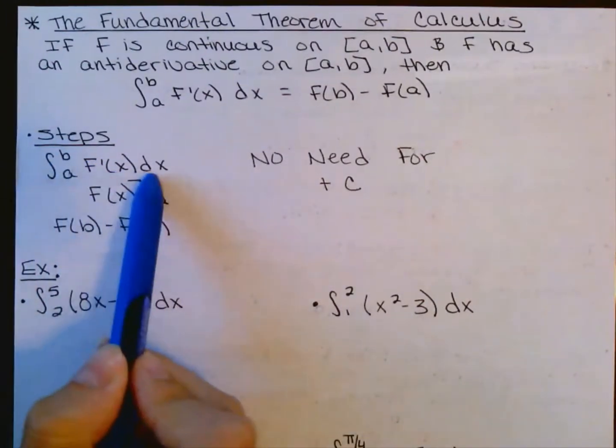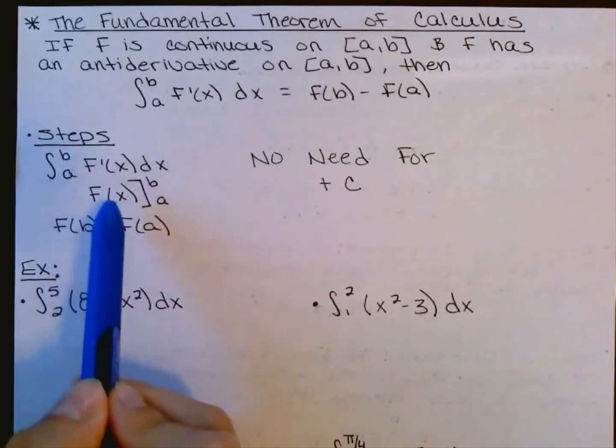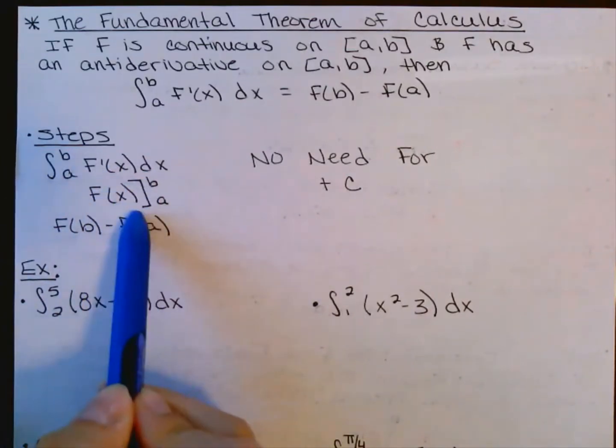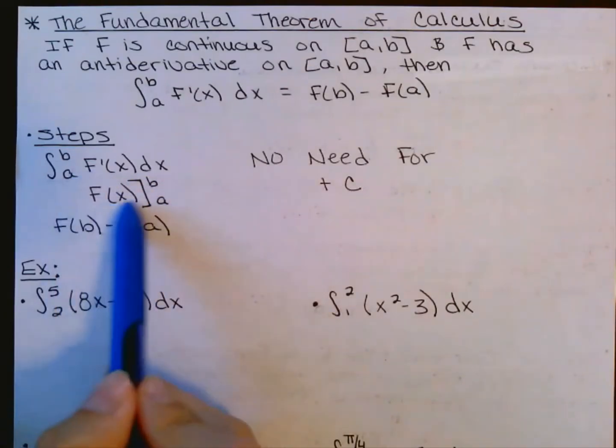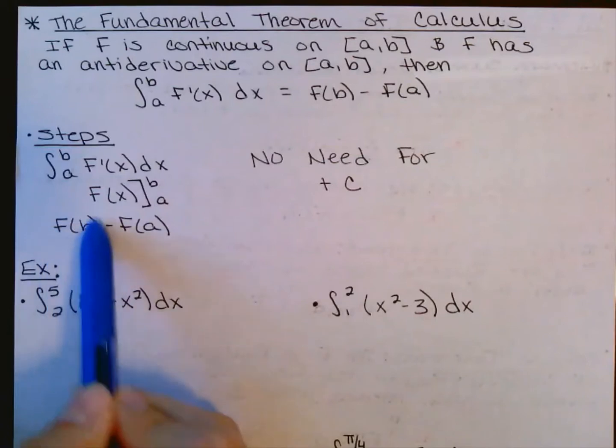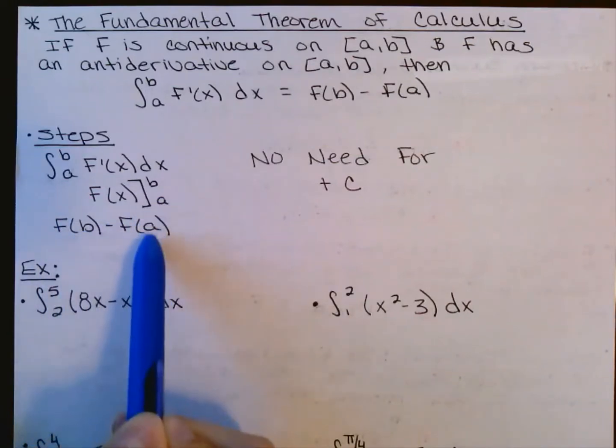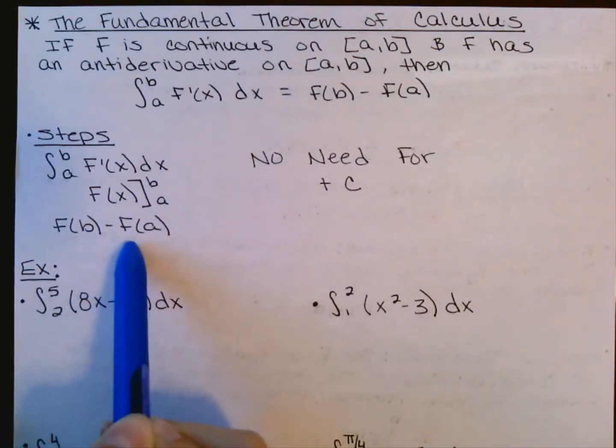So the question will be asked like this. Your first step is going to be to find the antiderivative, and you're going to put a bracket from a to b. Then once you find that antiderivative, you're going to plug b into that antiderivative, and then plug a into that antiderivative and subtract.